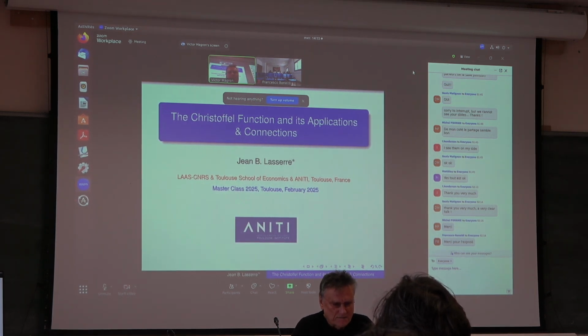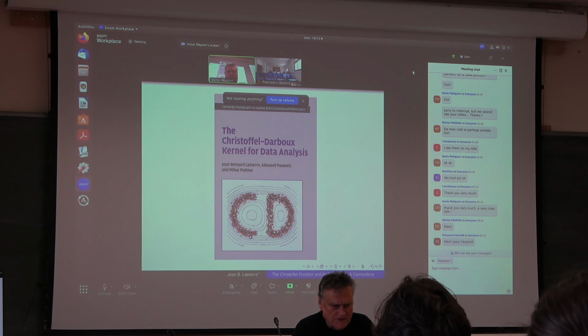And of course it's not magic, in the sense that you have to pay a price to use it, because there is some matrix to invert, but modulo the dimension of your problem, it has a lot of interesting properties. So I will try to convince you about this. Has anybody else already heard about the Christoffel-Darboux kernel or Christoffel function, or no?